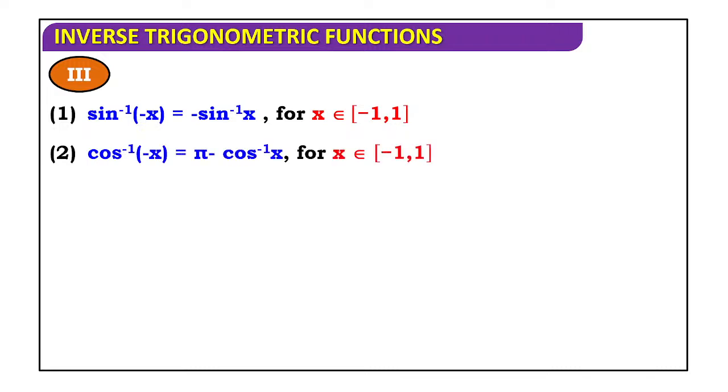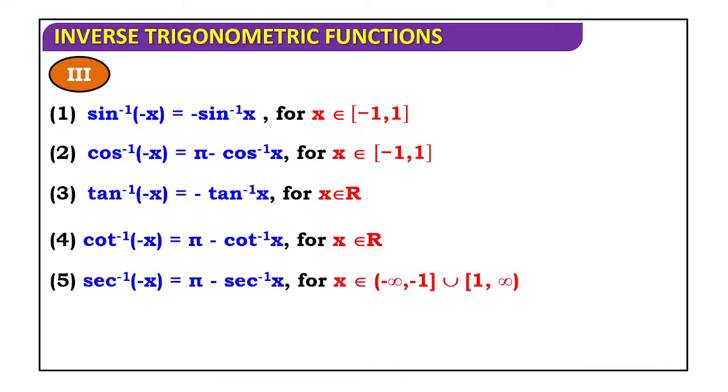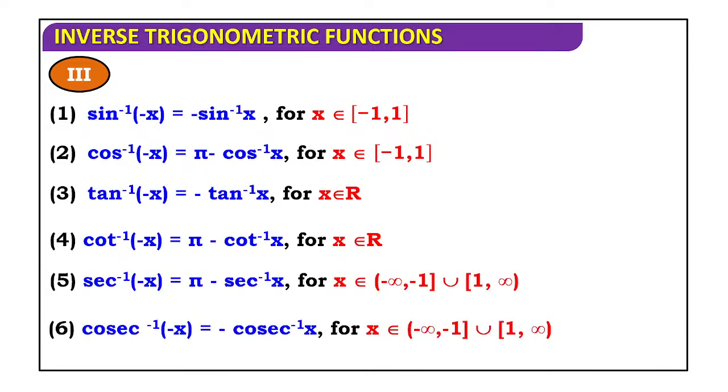Then look at this. Sine inverse of minus x is minus sine inverse x. Cos inverse of minus x is pi minus cos inverse x. Okay, so these formulas, you take it down if you want. These six values. Tan inverse of minus x is minus tan inverse x. Cot inverse of minus x is pi minus cot inverse x.